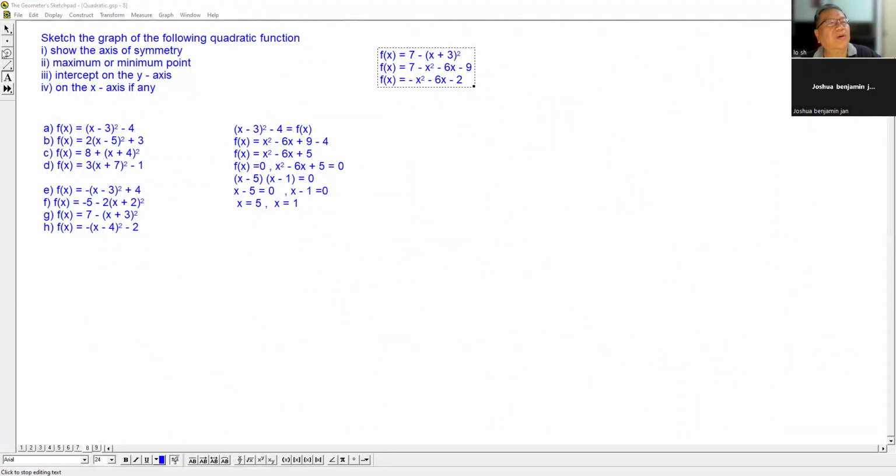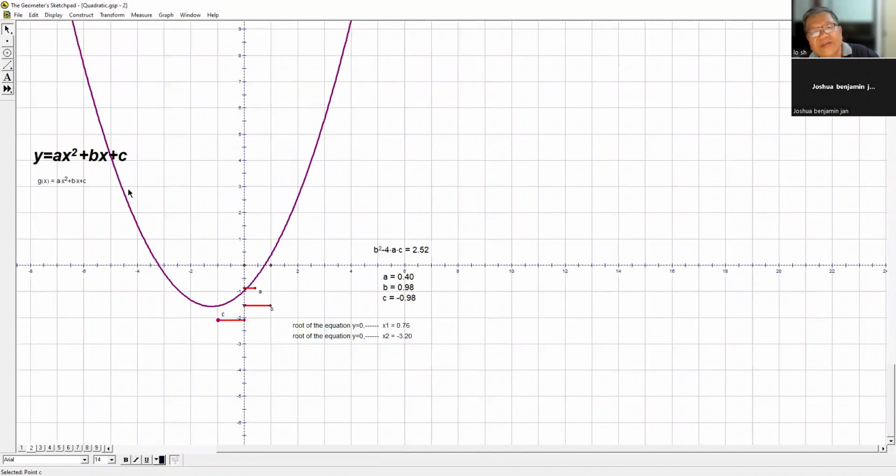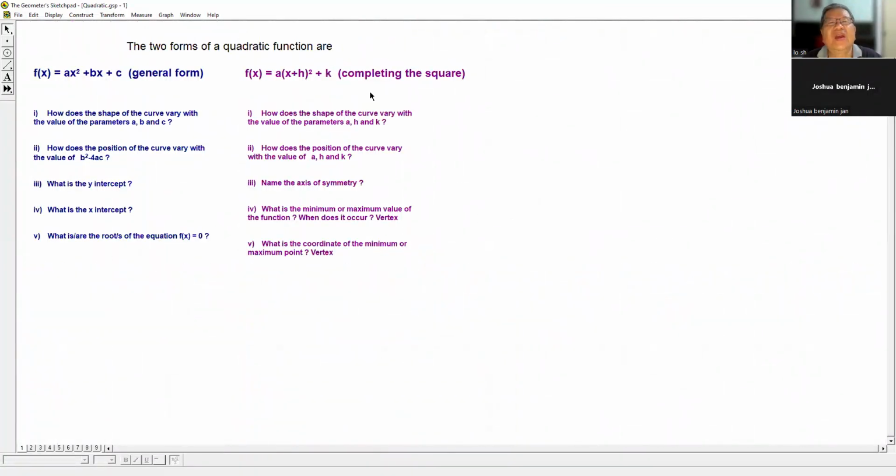Okay, I'll clear all the drawing, then go back to this. So now you can see the usefulness of this graph. It allows you to know where it cuts the x-axis, also where it cuts the y-axis, and whether it's a U shape or N shape. So you can easily sketch the graph. But this is not very accurate. The more accurate one will be this.